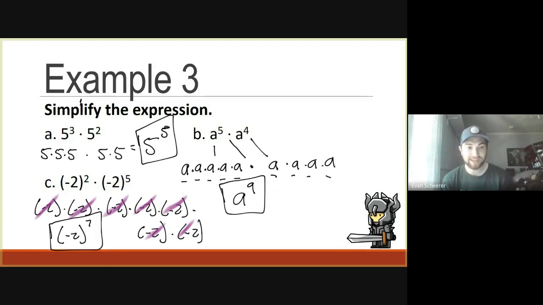We don't need to put an answer for that one. We don't have to put that as negative 64 or whatever. 2 times 2 is 4, 8, 16, 32, 64, 128. Negative 128. We don't have to do that. Leave it as negative 2 to the 7th power.